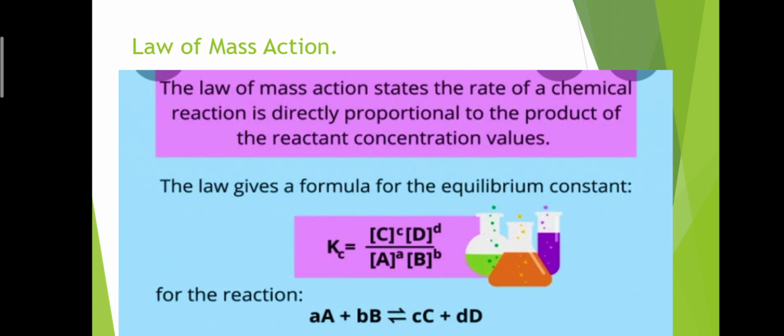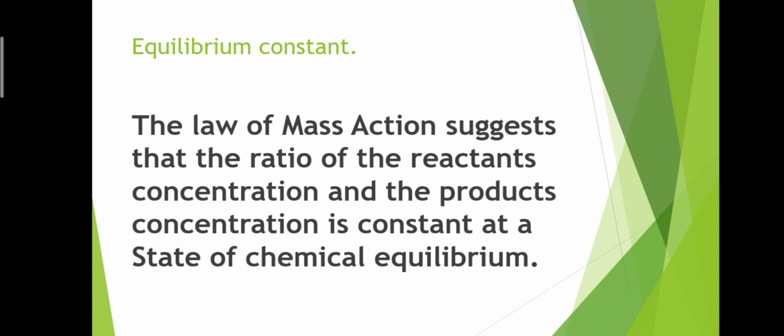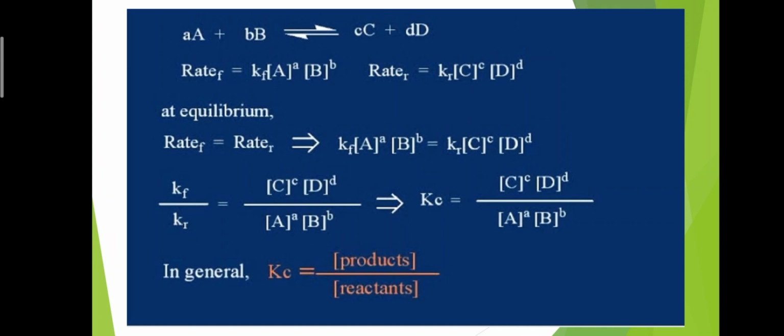For the reaction A plus B react together to form C plus D, the equilibrium constant. The law of mass action suggests that the ratio of the reactant's concentration and the product's concentration is constant at a state of chemical equilibrium. Now A plus B react together to form C plus D, and during the backward reaction C plus D react together to form A plus B.